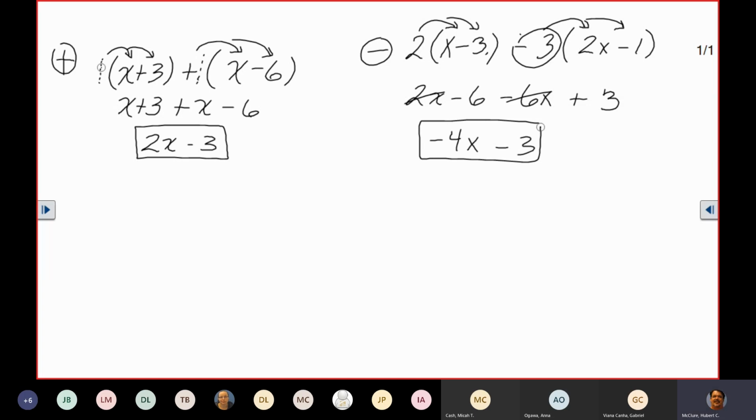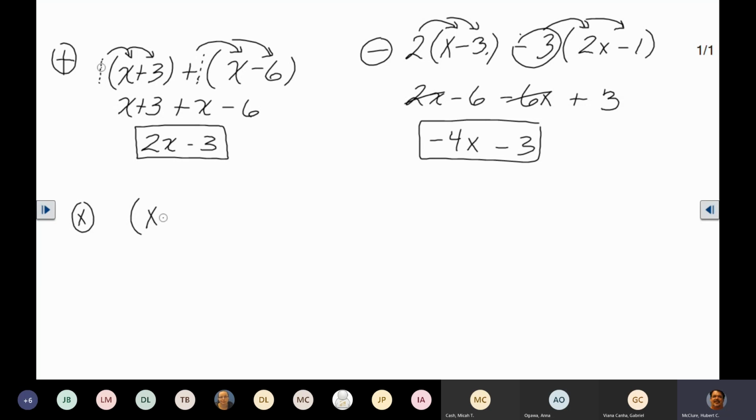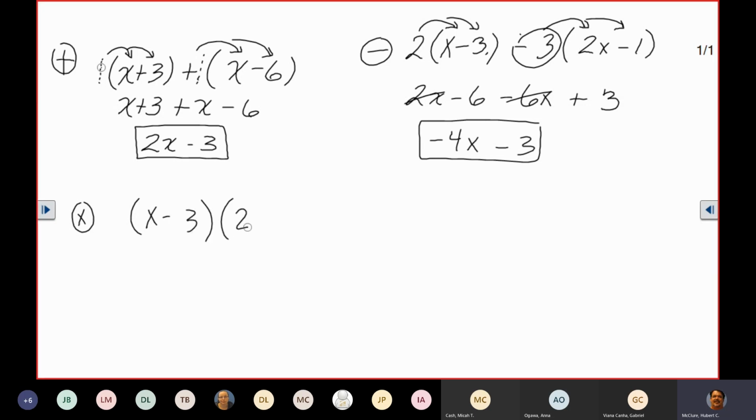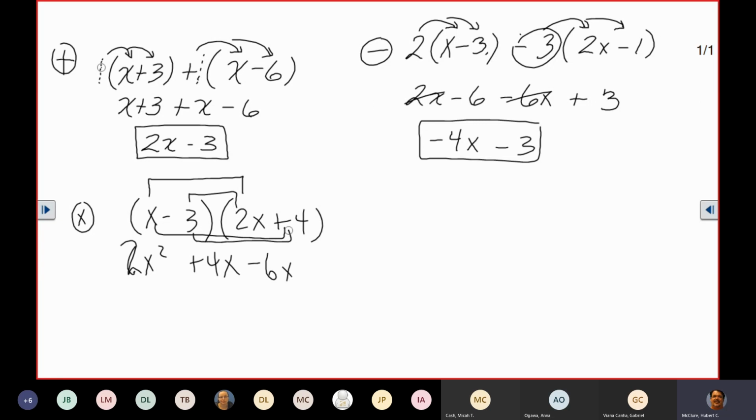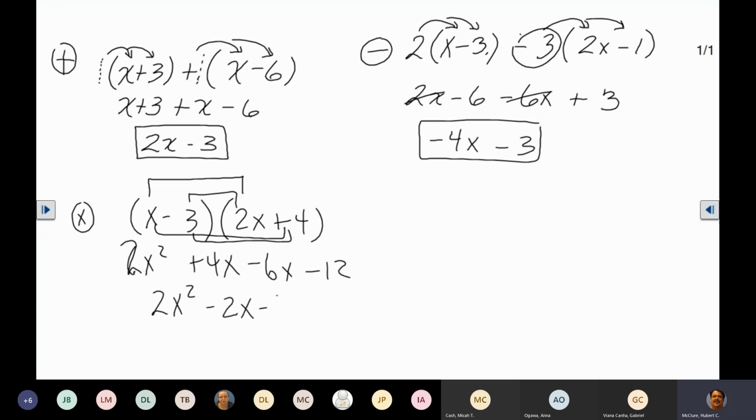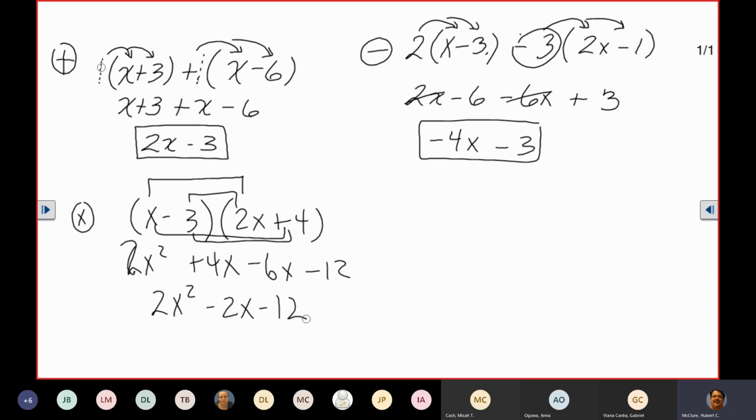You were told to multiply x minus 3 times 2x plus 4. And you were told to use the FOIL method. That'd be 2x squared plus 4x minus 6x minus 12. 2x squared minus 2x minus 12. And you were told to divide.